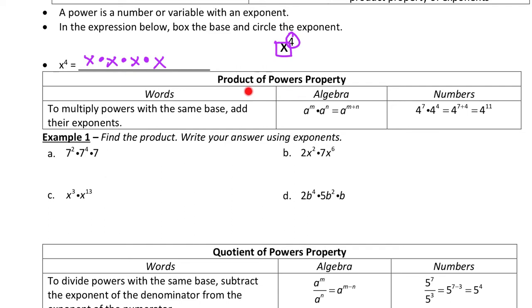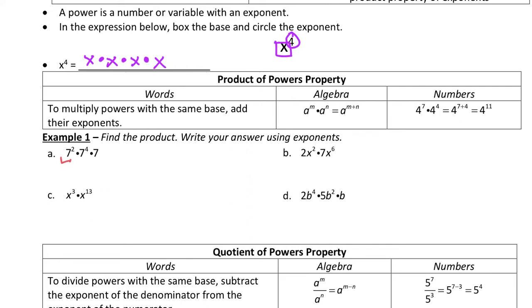So our first property that we're going to learn here is the product of powers property. By the way, all of this is on your formula sheet as well. To multiply powers with the same base, add their exponents. So a to the m times a to the n equals a to the m plus n. If we just combine the base, we can add the exponents. So let's see what it looks like here.